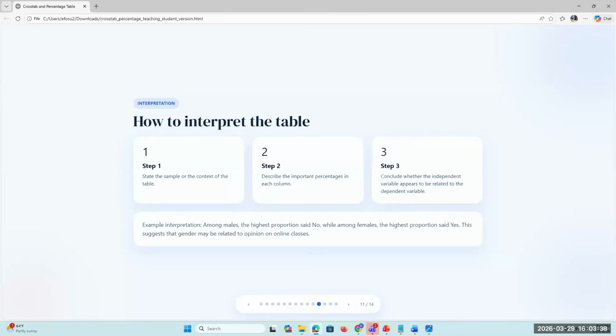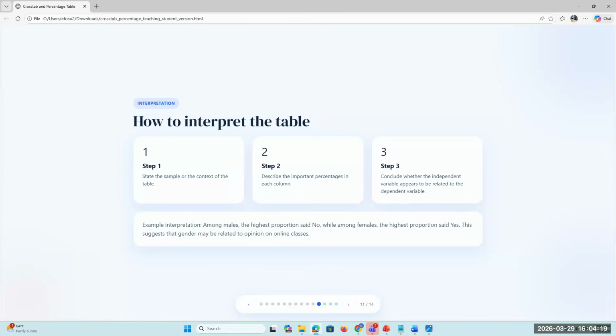Then describe the important percentage in each column. You can take each column in turn. When I take no, what's the important percentage? When I take not sure, what's the most important percentage? When I take yes, what's the most important percentage? Or when I take male, what's the most important percentage? When I take female, what's the most important percentage? Then you conclude whether the independent variable appears to be related to the dependent variable. You have to conclude by saying, okay, fine, this shows that there is a relationship between so and so and so and so.